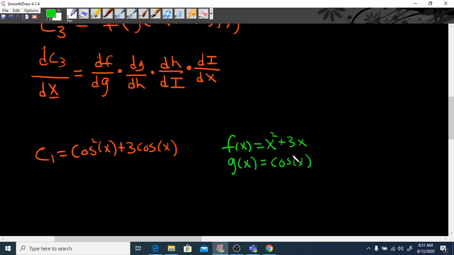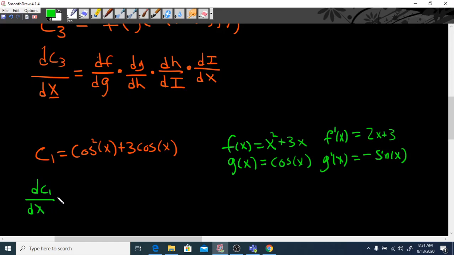Okay, now, if I take derivatives of these individually, the derivative of f is just the power rule. I get 2x and then plus 3. The derivative of g, the derivative of cosine, is negative sine. Okay? So these are the derivatives of the individual pieces. So now, let's actually use the chain rule here. So the derivative of C1 with respect to x.